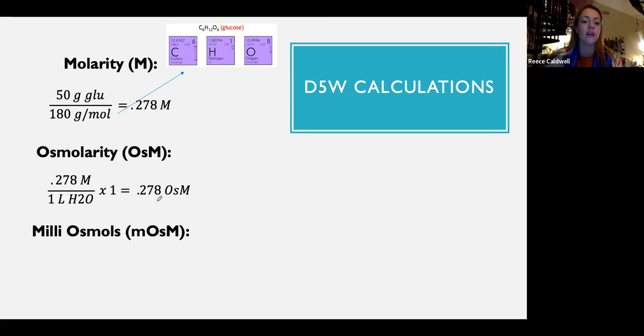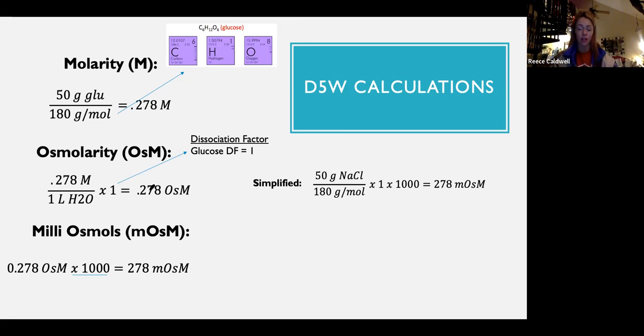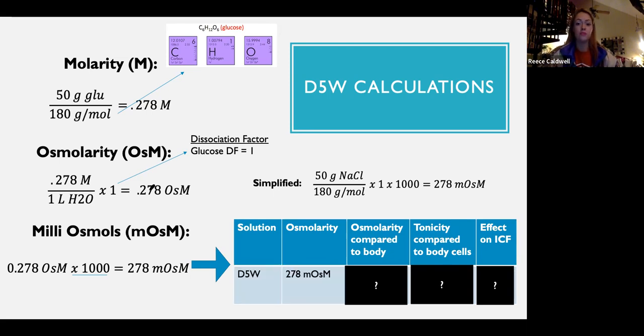But okay, so we now have our osmolarity in terms of osmoles. Let's convert that into milliosmoles by multiplying by 1,000. And then we get our osmolarity of 278 milliosmoles. Here's our simplified equation once we get more comfortable with working through these. And now we can plug it into our chart. So this is going to be that third column of the chart. So we're working with D5 water, and we just solved for the osmolarity of 278 milliosmoles.